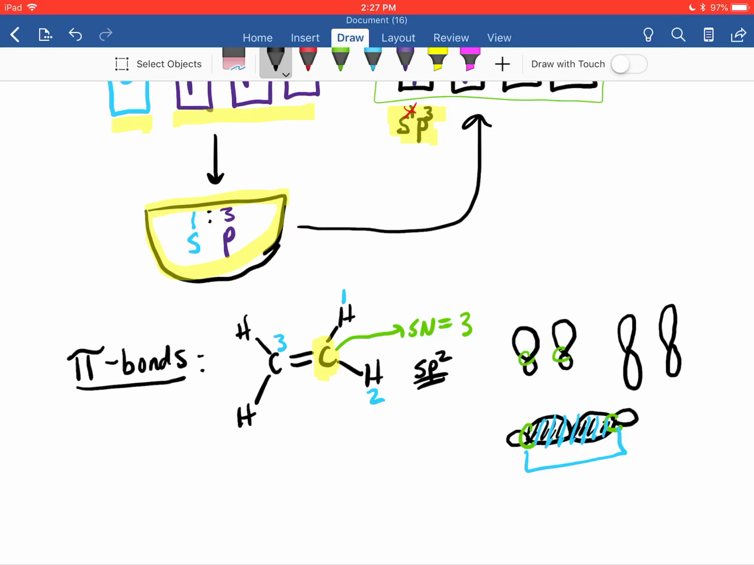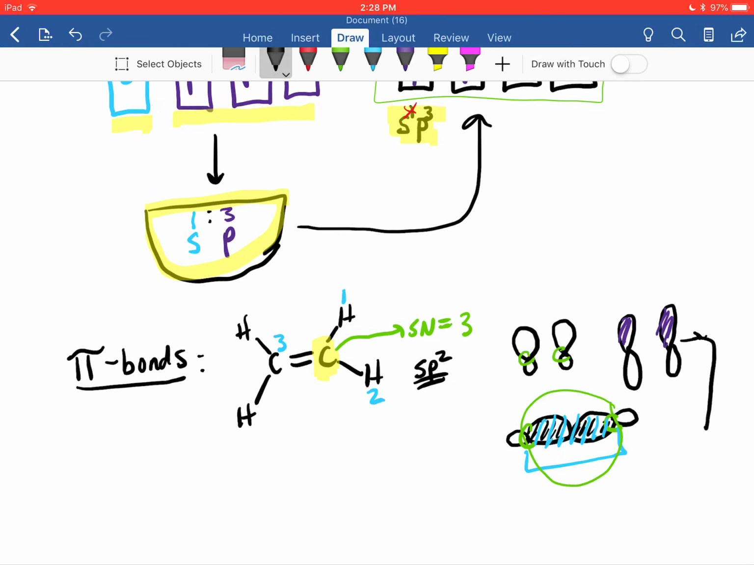And the reason they overlap side by side is because if you overlap them head to head, you're going to have electron density in the exact same region as the electrons that are in that sigma bond. And you can't do that because electrons are going to repel one another. So you can't have them overlapping with where the sigma electrons are. So instead, if we overlap them side by side like this, now what we get is something that looks like this.